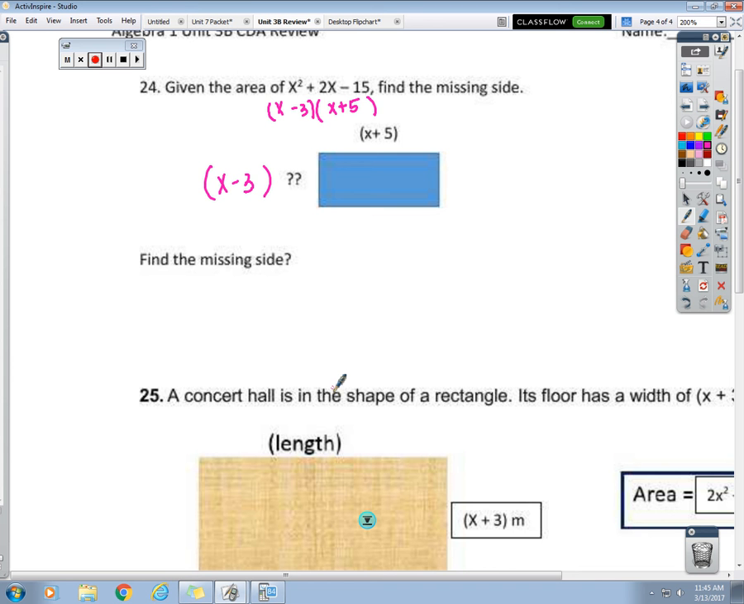That one will be free response. So you would need to type in parenthesis x minus 3 parenthesis.